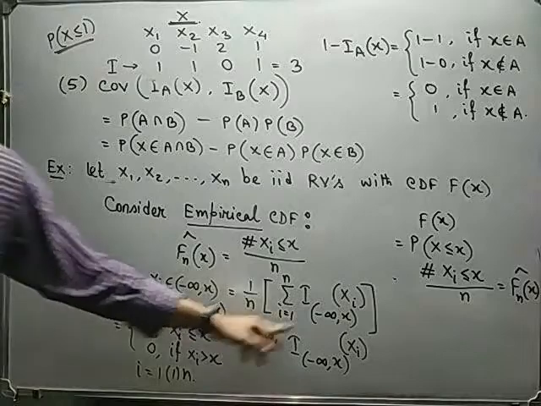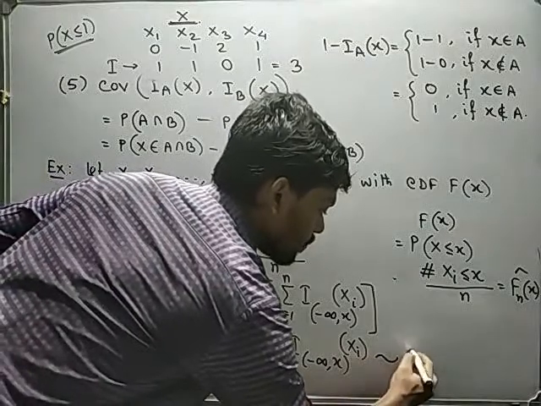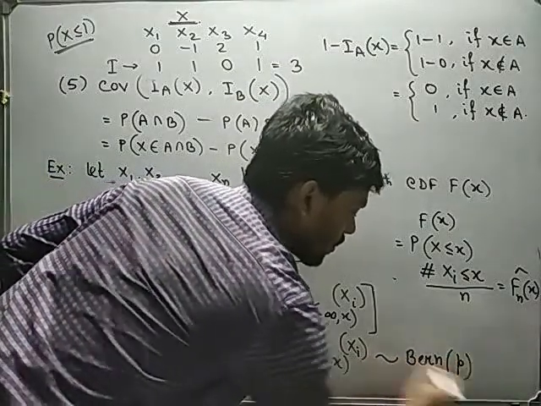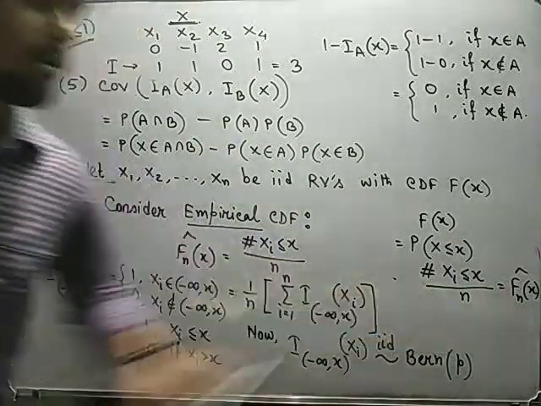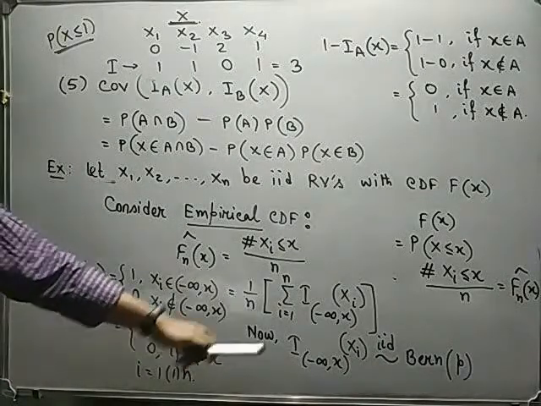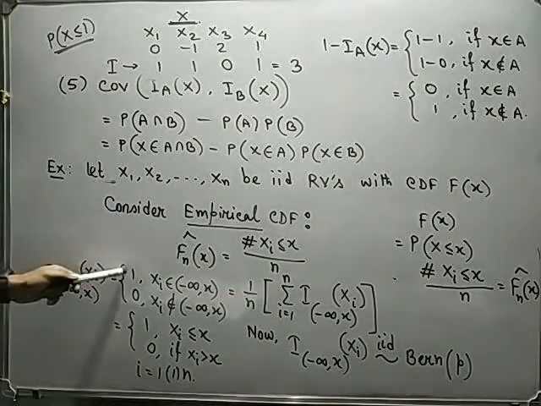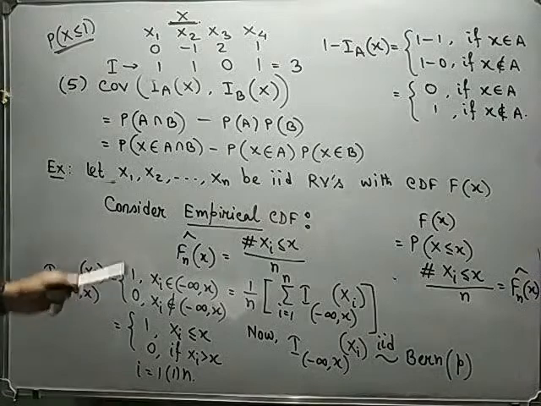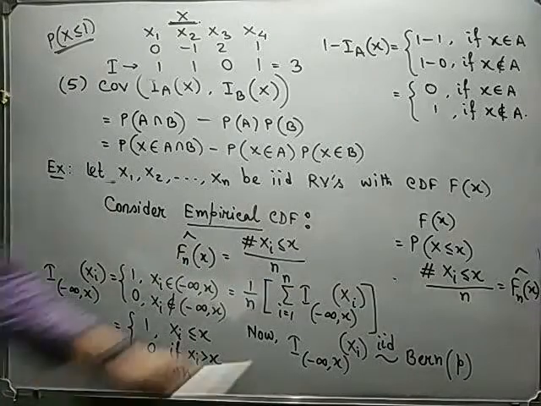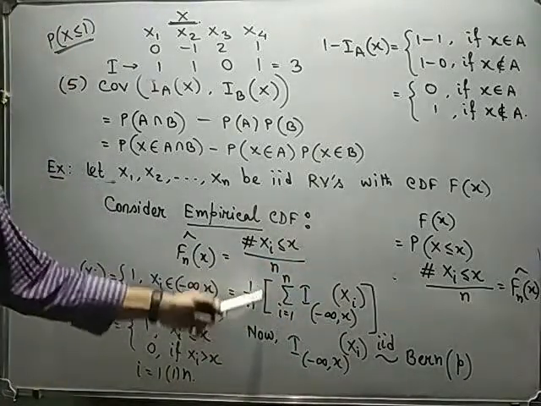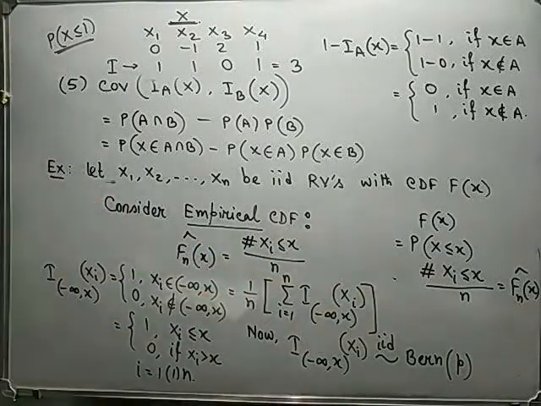Now, this random variable follows Bernoulli(p). And why does it follow Bernoulli(p)? As we can see, this indicator function takes only 0 and 1 values. Any random variable which takes the values 0 and 1 will follow Bernoulli. Now, the sum of Bernoulli random variables follows binomial, so the sum of this indicator will follow a binomial distribution.